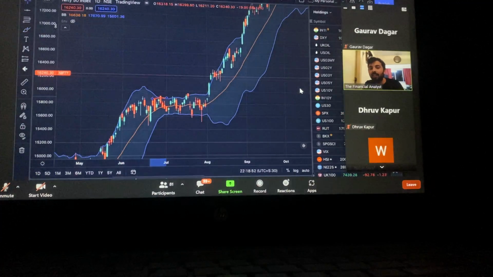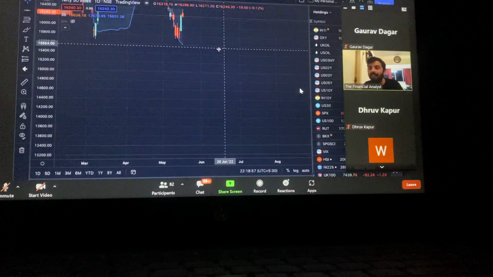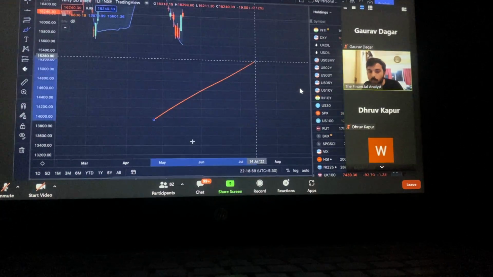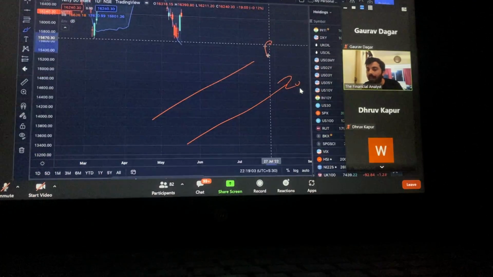But Bollinger Band in one way is very helpful for me to, if the market is moving like this, once again, if the market is moving like this, मतलब ये आपका 20 MA है, ये आपका Bollinger Band का upper band है.